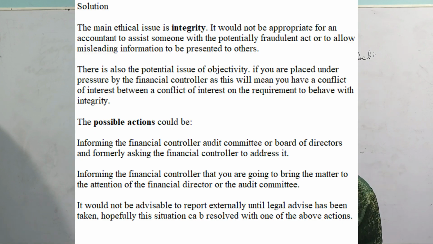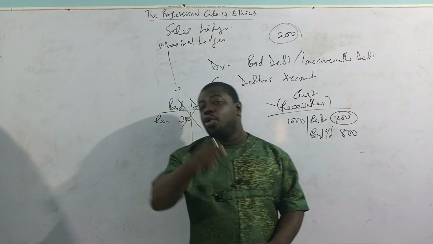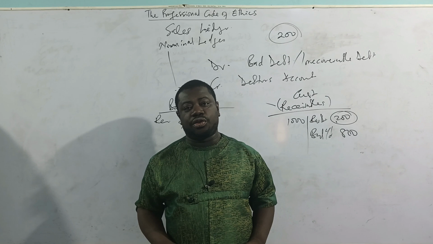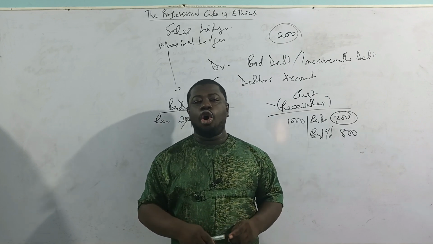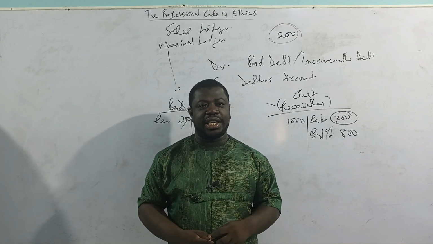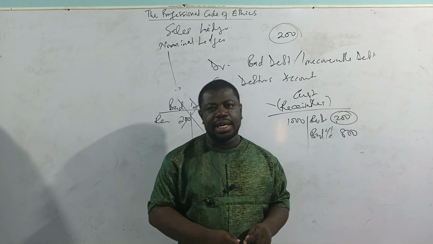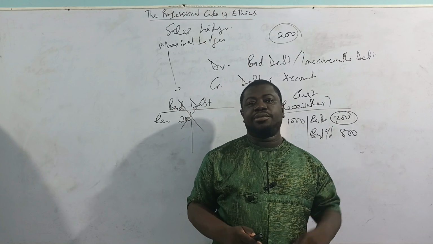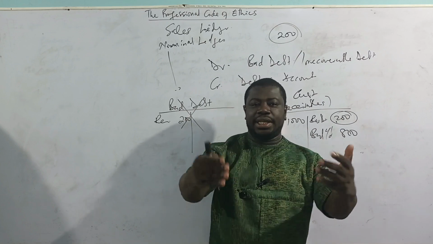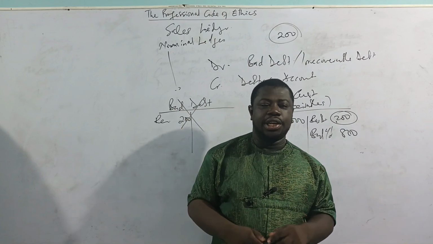Now, the possible actions to take is that, one, informing the financial controller, audit committee, or board of directors, and formally asking the financial controller to address the issue. So when you think it is going beyond you as an assistant financial controller, you can approach the board members or go to the audit committee members of the organization, part of the board, and then tell them that this and that is what is happening. You want it to be addressed, but your boss says no.